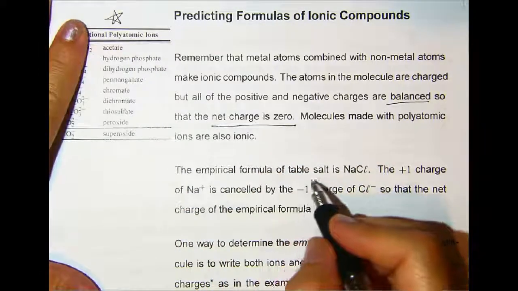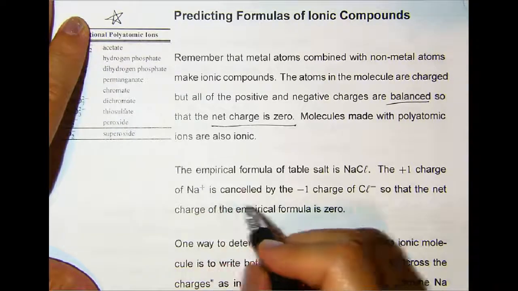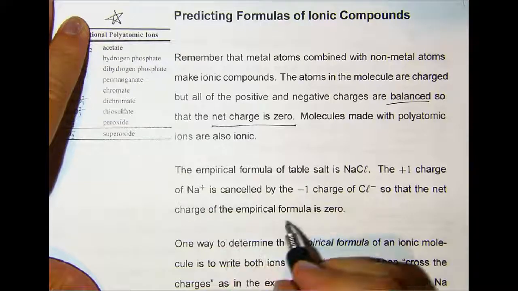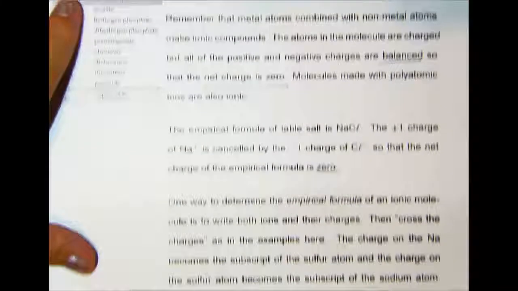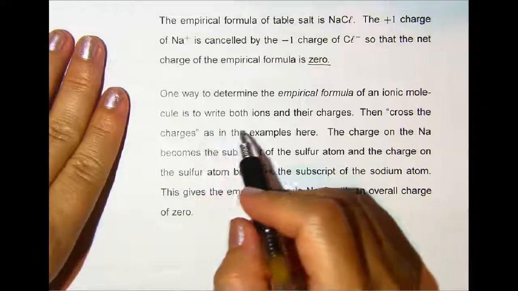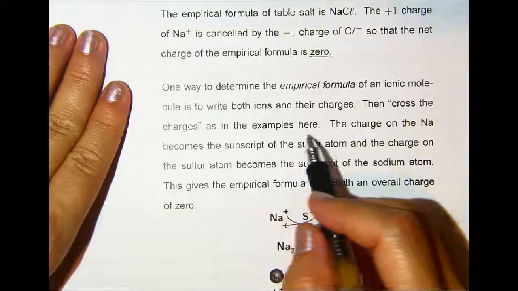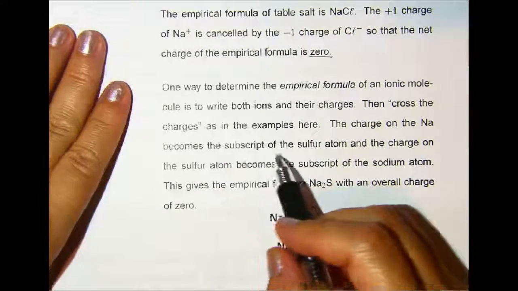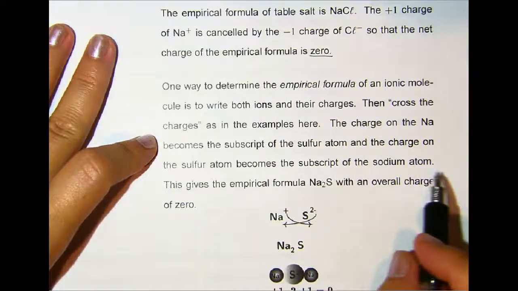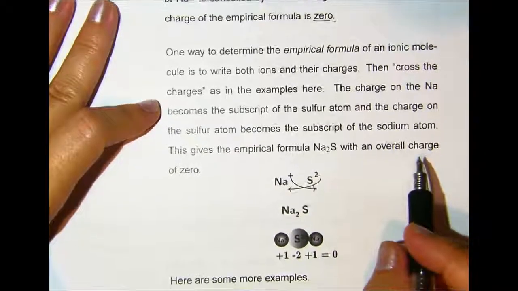The empirical formula of table salt is NaCl. The +1 charge on Na is canceled by the -1 charge on the Cl, so that the net charge of the empirical formula is zero. One way to determine the empirical formula of an ionic molecule is to write both ions and their charges. Then cross the charges as in the examples here. The charge on the sodium becomes a subscript of the sulfur atom, and the charge on the sulfur atom becomes a subscript of the sodium. This gives the empirical formula Na2S with an overall charge of 0.